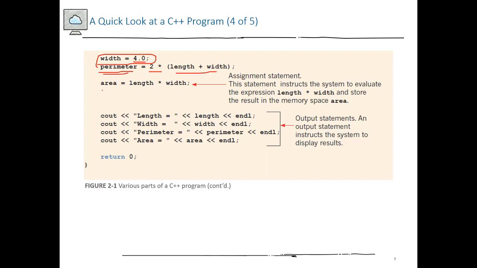And then we do a similar operation with area. Area is equal to length times width. So we're multiplying width with the length and assigning it to the variable area.